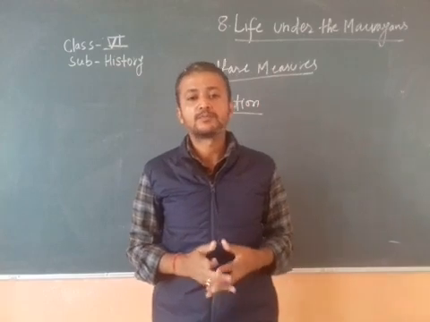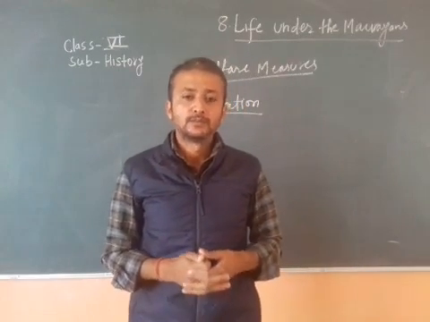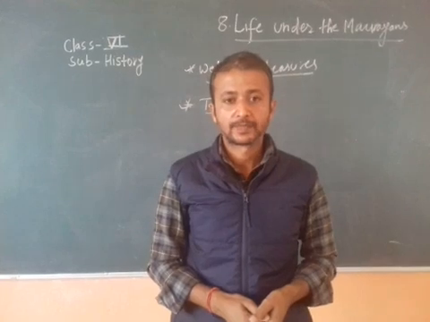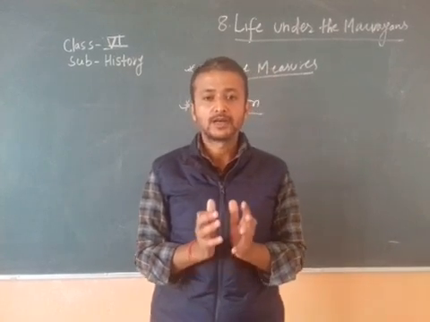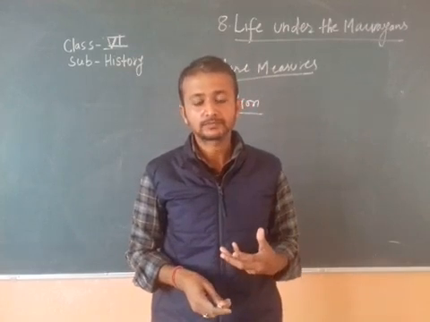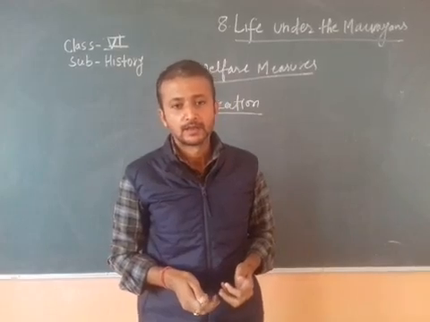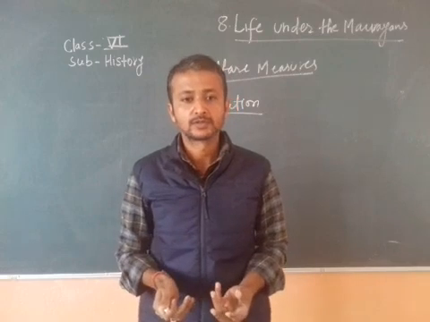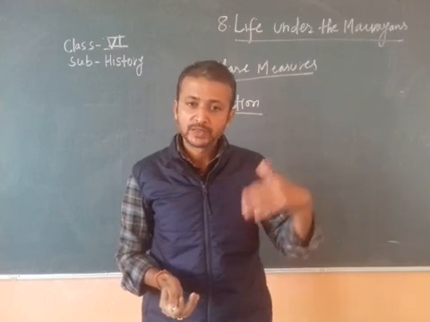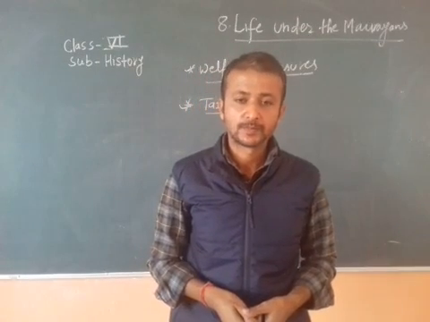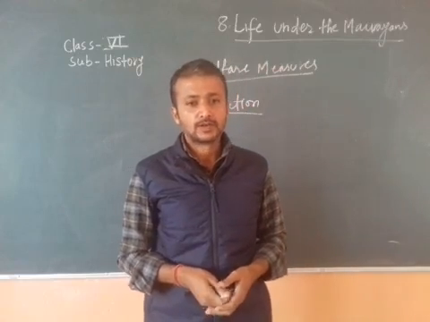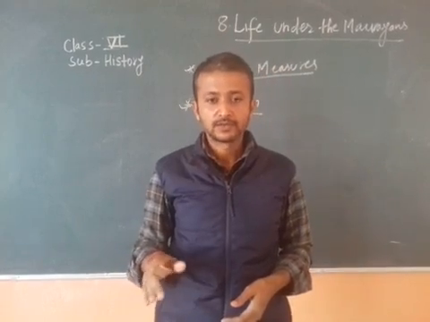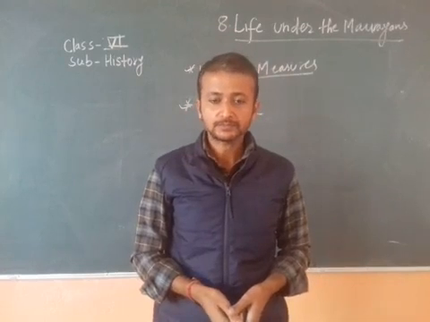Okay, so in the Mauryan period, the main tax was imposed on land. So land revenue, we can say, was the main source of income for the Mauryan rulers, and one-fourth to one-sixth of the produce was to be given as tax to the rulers. It was not compulsory that all farmers from all fields have to give the same amount as tax.